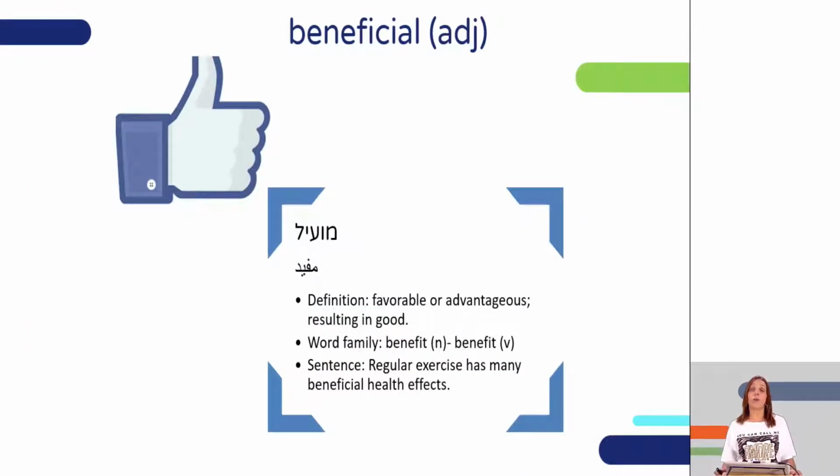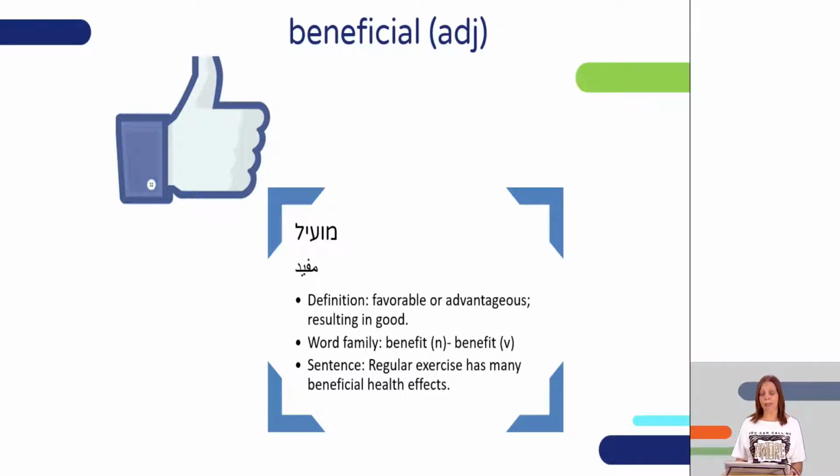So we'll start with our first word. Our first word is beneficial. Beneficial is an adjective, and it means in English favorable or advantageous, resulting in good. So it is an adjective, and there are some words from the same family. For example, we have a benefit, benefits, which is a noun, and benefit as a verb. They are the same regarding spelling, but it depends on the sentence.